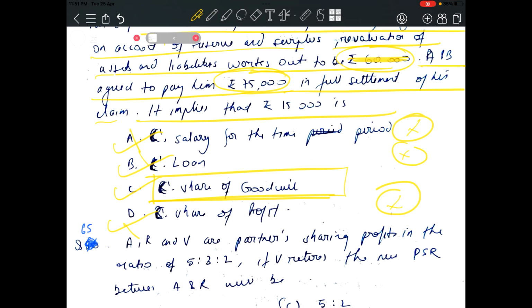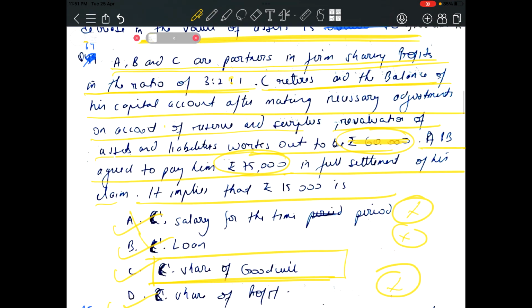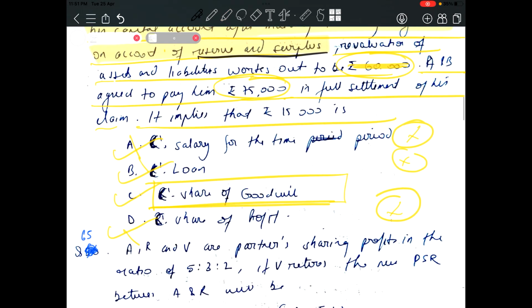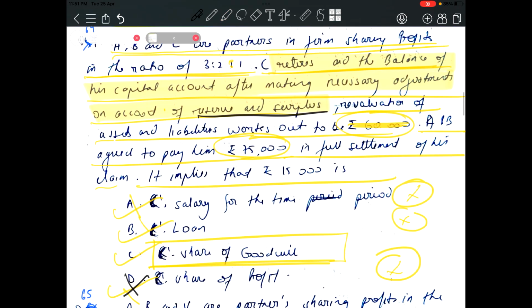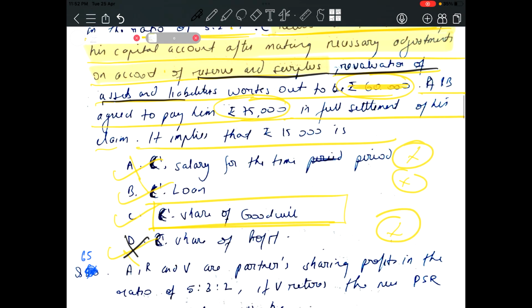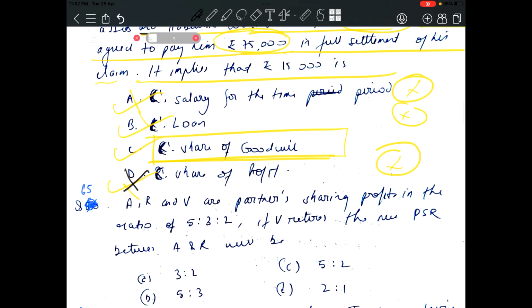Okay, see what the question has said. C retires and the balance of his capital account after making necessary adjustments on account of reserve and surplus, means on account of profit and loss. So profit and loss adjustment has been made, right? Revaluation of assets and liabilities have been made. And after all this adjustment, the amount payable is 60,000. So the right answer for this will be his share of goodwill.